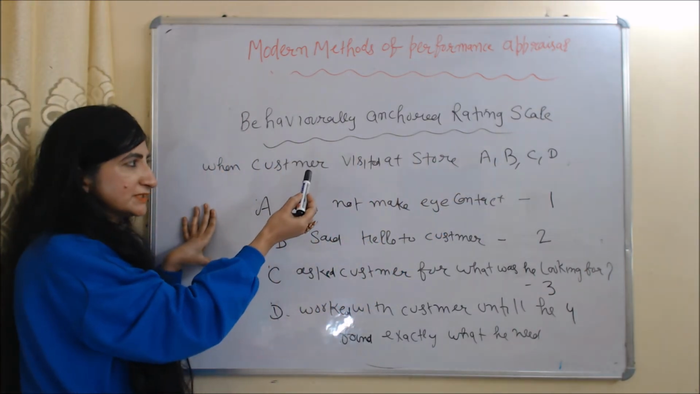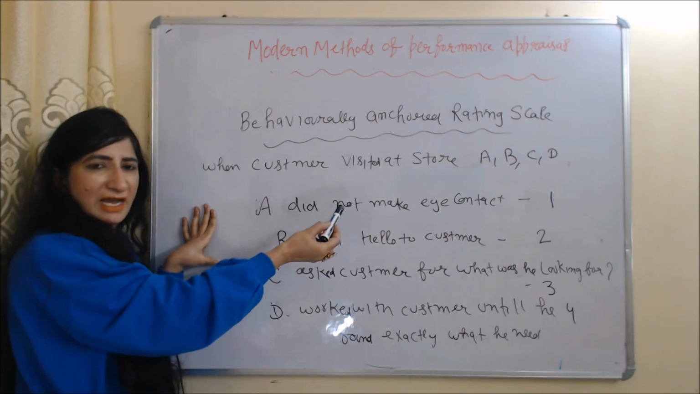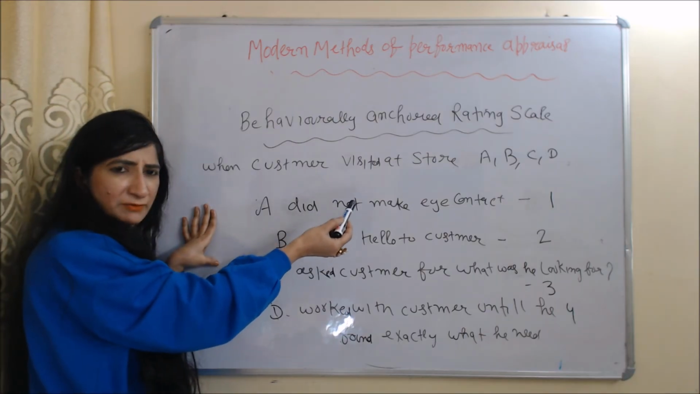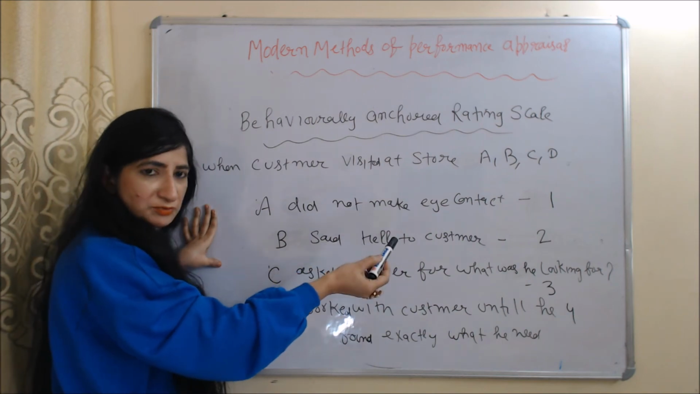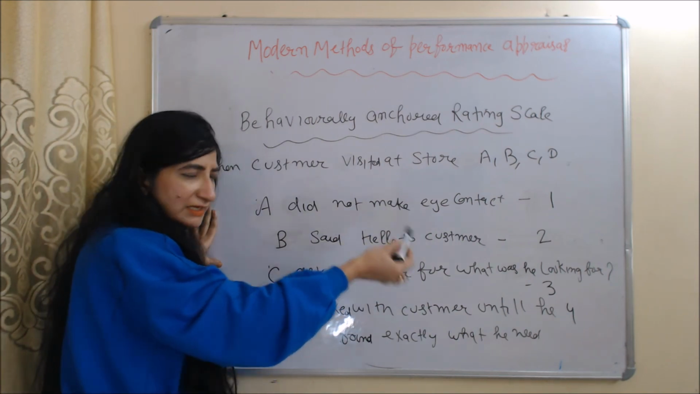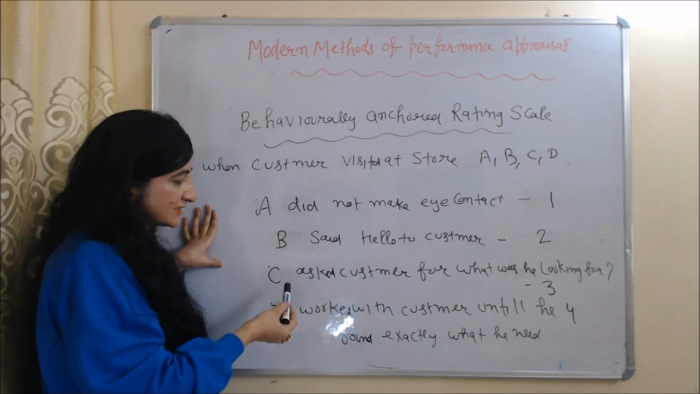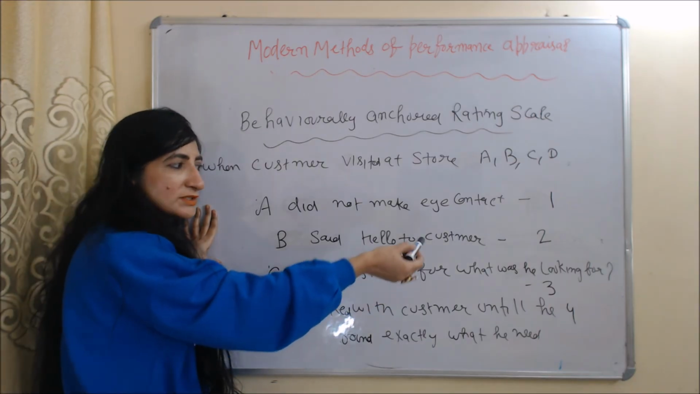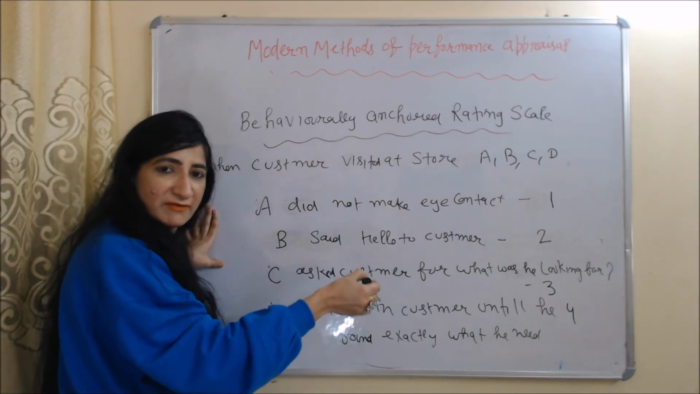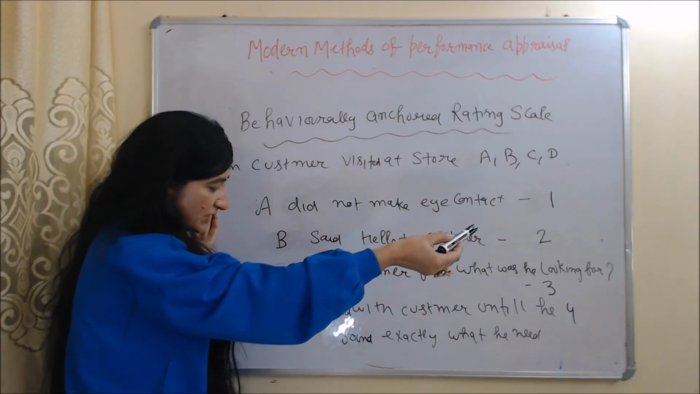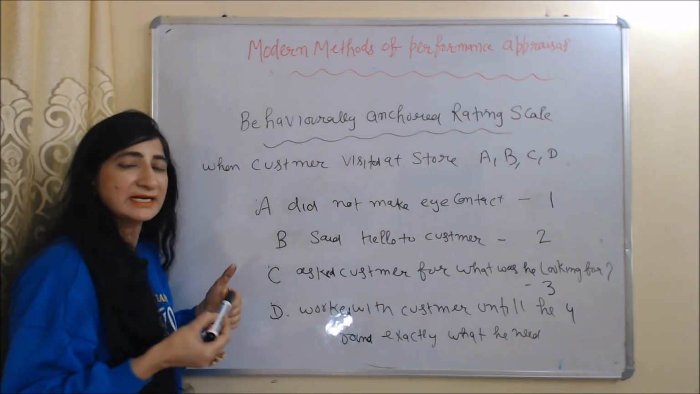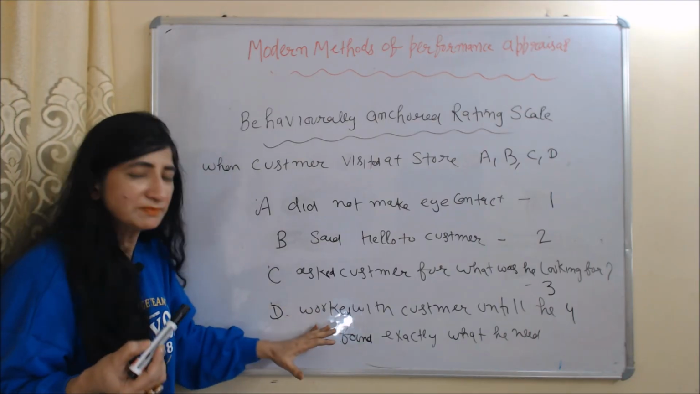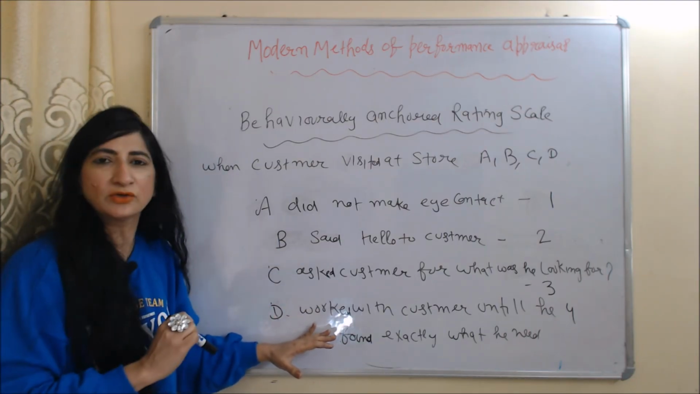When a customer visited the store, A didn't make eye contact. For this behavior, we will give 1 rating to A. But B said hello to the customer. For this behavior, we will give 2 rating to B. C asked the customer what he was looking for. For this behavior, we will give 3 rating to C. And D worked with the customer until he found exactly what he needed. For this behavior, we will give 4 rating to D.